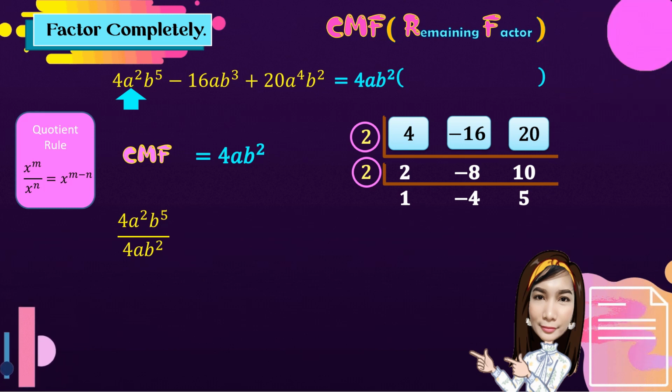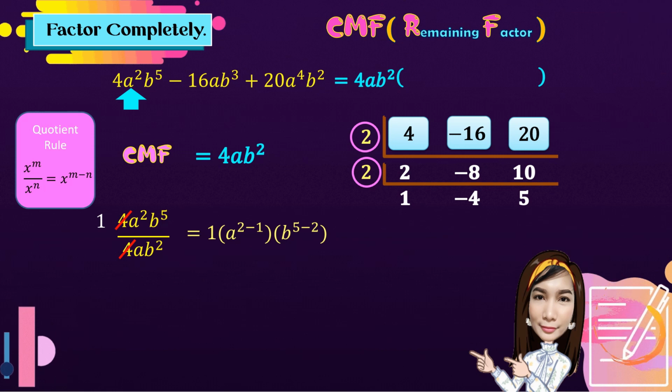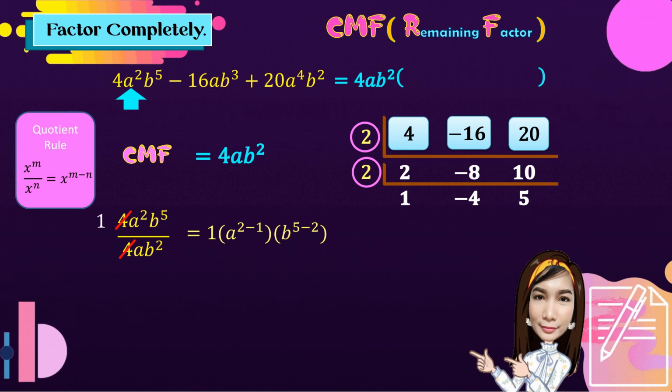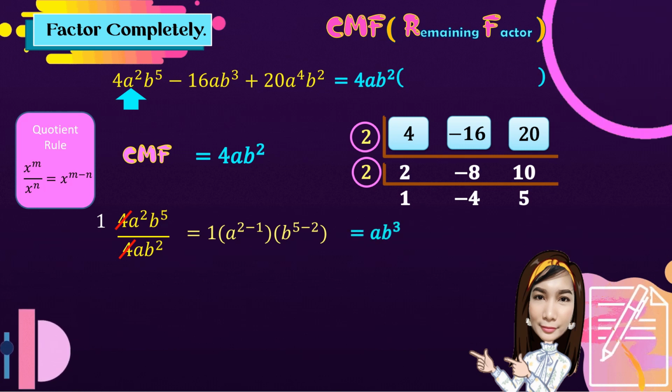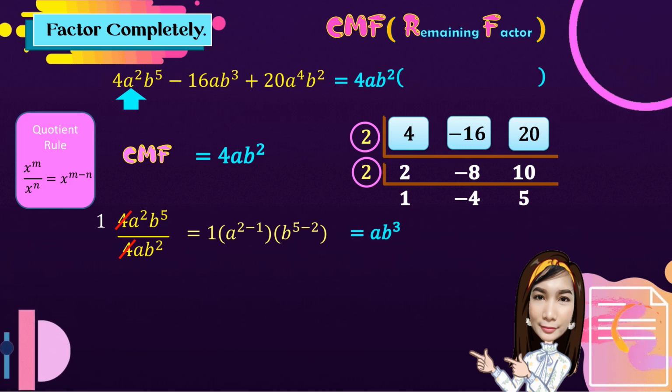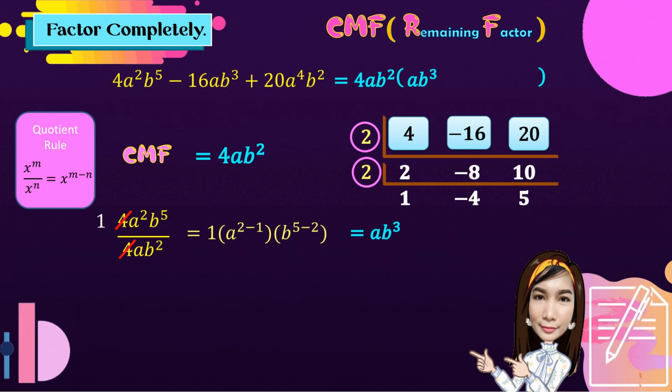For the same variable, we are going to subtract the exponent. So, let's have first the numerical coefficient. 4 divided by 4, we have 1. For the variable a, we're going to subtract 2 minus 1. For the variable b, we're going to subtract 5 minus 2. And we get ab cubed. So, as you can see, no need to write the 1, whether explicitly written or imaginary. So, we have the first term of the remaining factor, ab cubed.